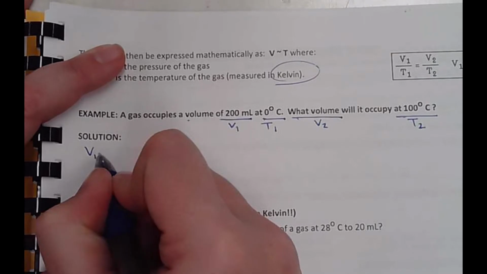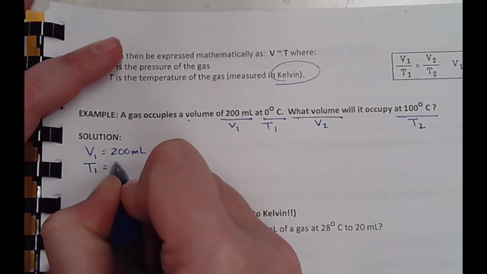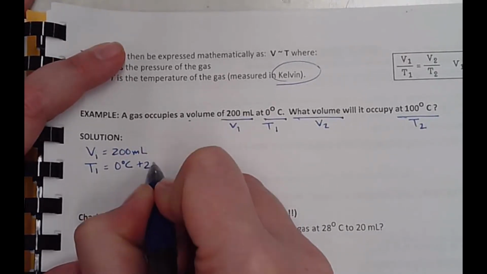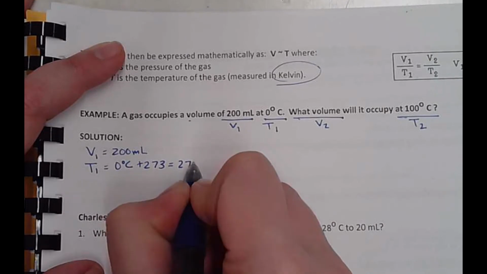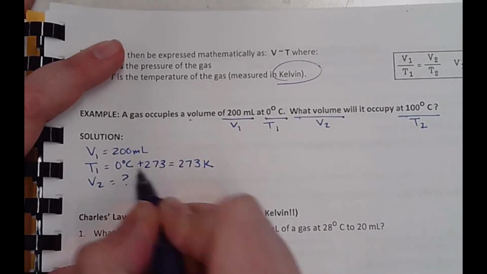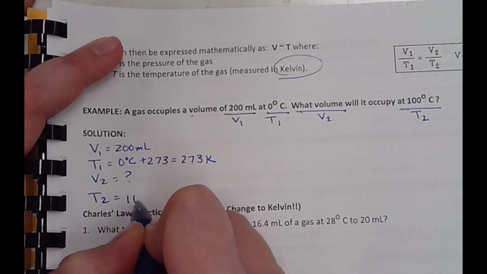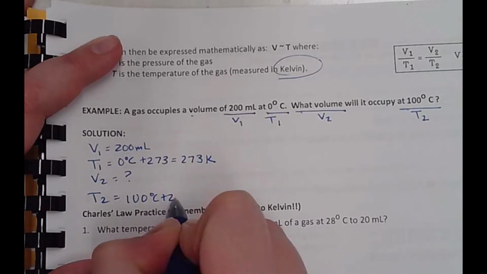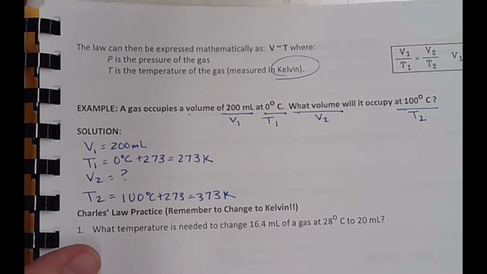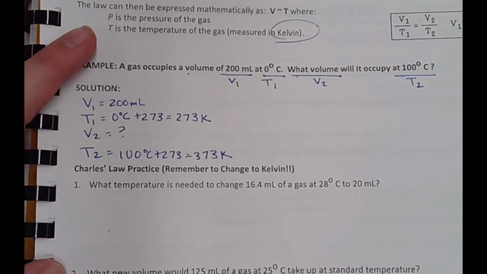Volume 1 is 200 milliliters. Temperature 1 is 0 degrees Celsius, but we have to change that to Kelvin, so I would add 273, so that gives me 273 Kelvin. Volume 2 is what I'm looking for, that's my unknown. And temperature 2 is 100 degrees Celsius, so when I add 273 to that, I end up with 373 Kelvin. Okay. So there we go, that's step one. Step two is to use your equation.